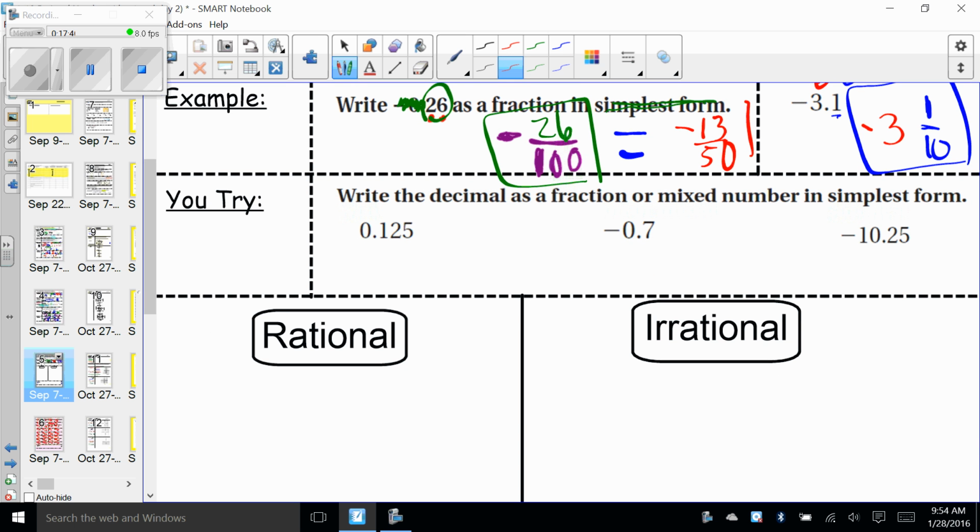All right, couple left here now. So try this as a fraction or a mixed number. So this first example here, we don't have any wholes. There's 0 there, so it's just a fraction.